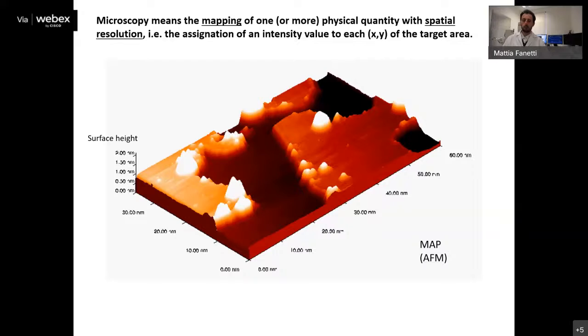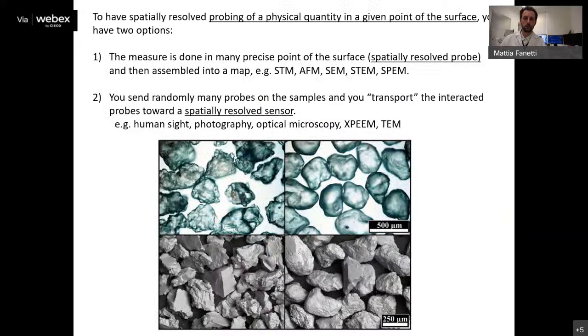So how to build a map? How to collect a microscopy data set? There are mainly two ways to build a map. Two different approaches, let's say.